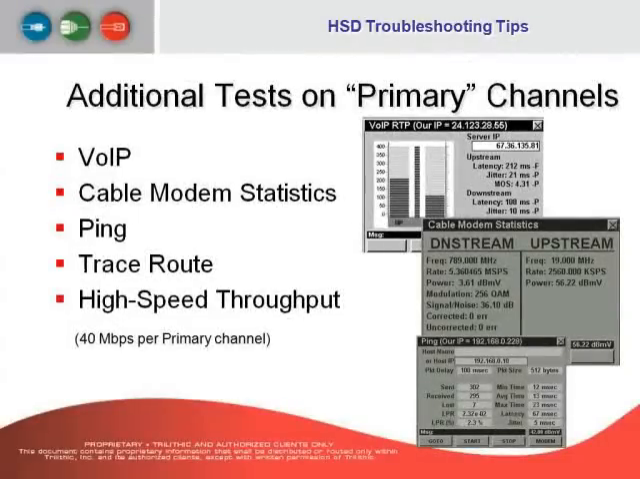Some additional tests that you can run on the primary channels are voice over IP, cable modem statistics, which is called the CM stat in the 860 DSPI, conducting the ping, we talked about that, the trace route, and doing your high-speed throughput. The thing is, when you're checking for high-speed data, just remember that the high-speed data is still running on your QAM carriers for your downstream, and your upstream is also a QAM on the upstream. So you don't want to neglect any of your tools that can help you quickly isolate where your problem could be coming from.